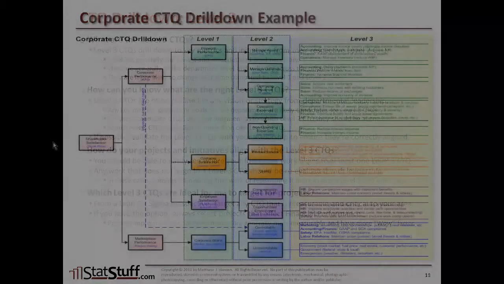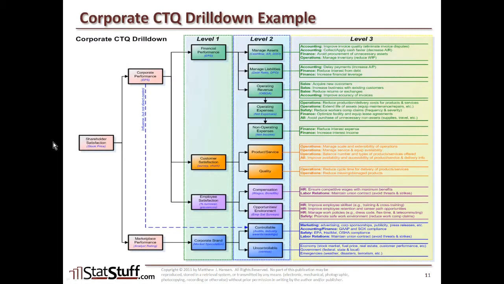All right, let's go through that example again that I showed you in the beginning. Now that we've gone through all those different levels, let's revisit it in a little more detail. So we started with shareholder satisfaction. I'm going to draw my mouse across the screen so you can follow where I'm going. We started with shareholder satisfaction, and from there we said that the CTQs for the shareholder would be corporate performance and marketplace performance.